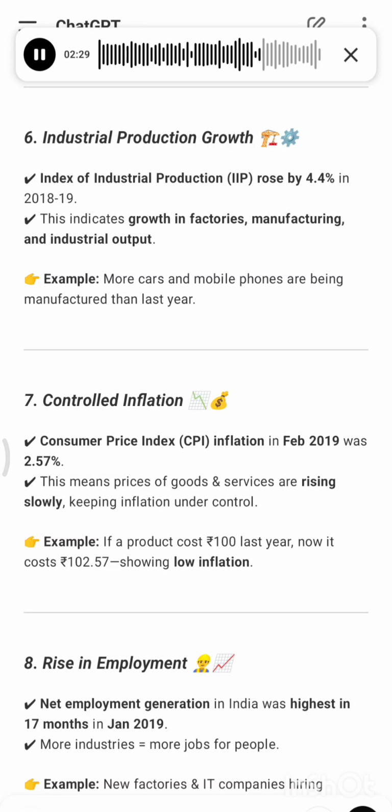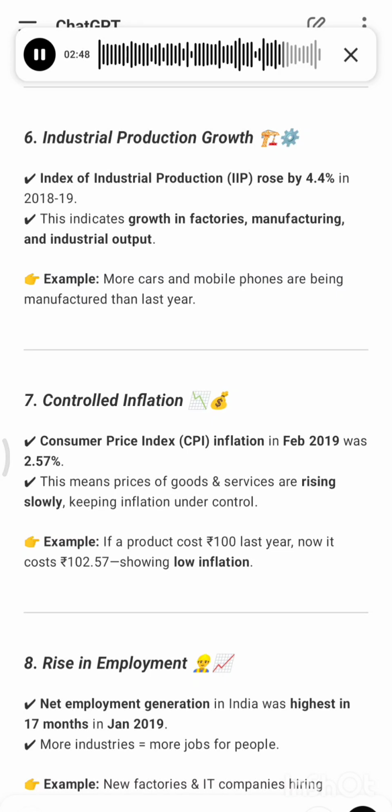7. Controlled inflation. Consumer Price Index, CPI, inflation in Feb 2019 was 2.57%. This means prices of goods and services are rising slowly, keeping inflation under control. Example: if a product cost 100 last year, now it costs 102.57, showing low inflation.